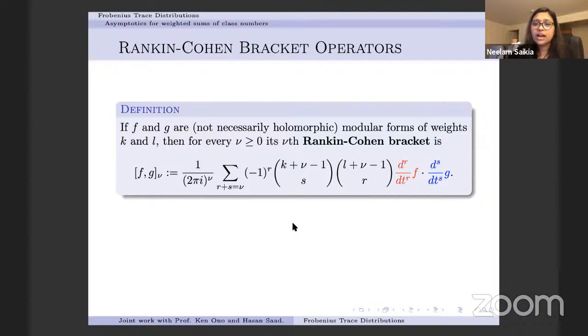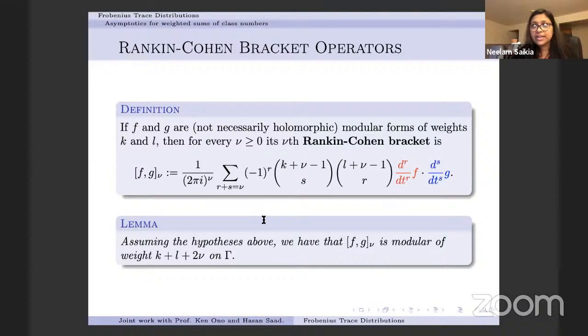If f and g are two modular forms of weight k and l, not necessarily holomorphic, then for every nu greater than or equal to 0, the Cohen-Rankin bracket is defined in this way. This is a finite sum, running over all integers summing up to nu, with these coefficients, where r is the derivative of f and s is the derivative of g. If we combine all these derivatives, we obtain this operator, and it plays an important role in our work.